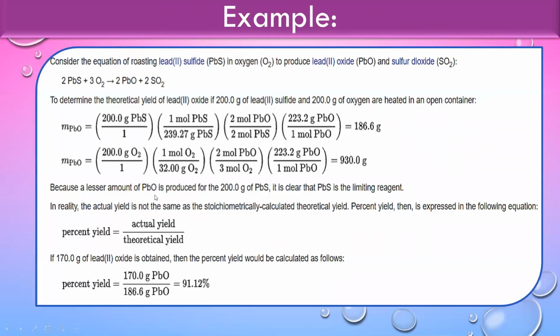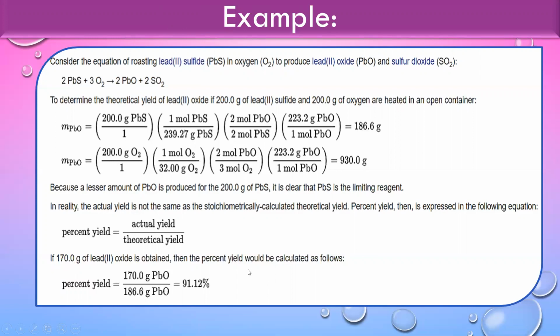Now, because a lesser amount of lead oxide is produced for the 200 gram of lead sulfide, it is clear that lead sulfide is the limiting reagent. Hence, in this manner, first of all you need to check, as in the previous example, for this many grams of lead sulfide, how many grams of lead oxide is produced. In that manner, you can calculate which is the limiting reagent. Next comes the percent yield, that is the actual yield upon theoretical yield. If 170 grams of lead 2 oxide is obtained, then the percent yield would be calculated as follows.